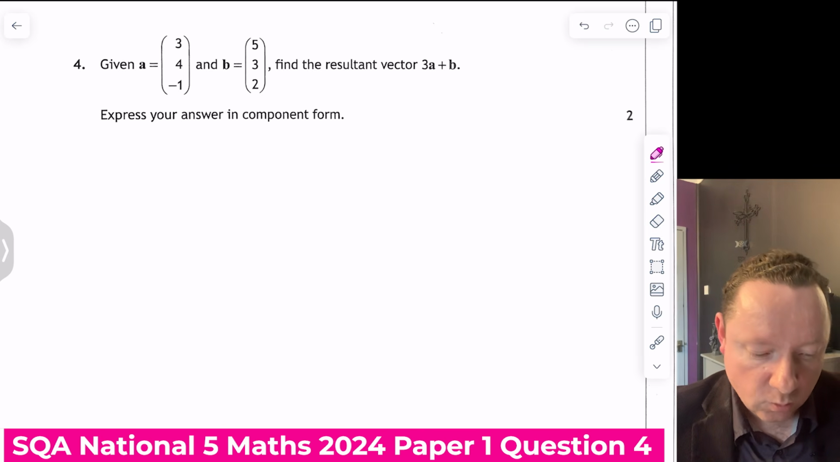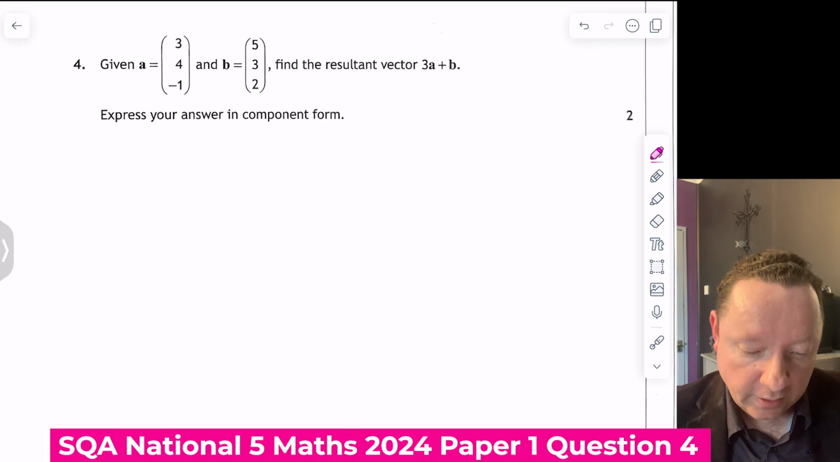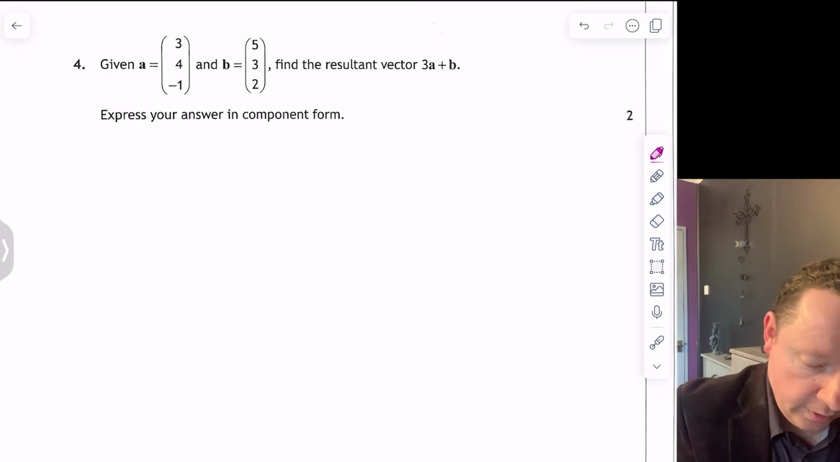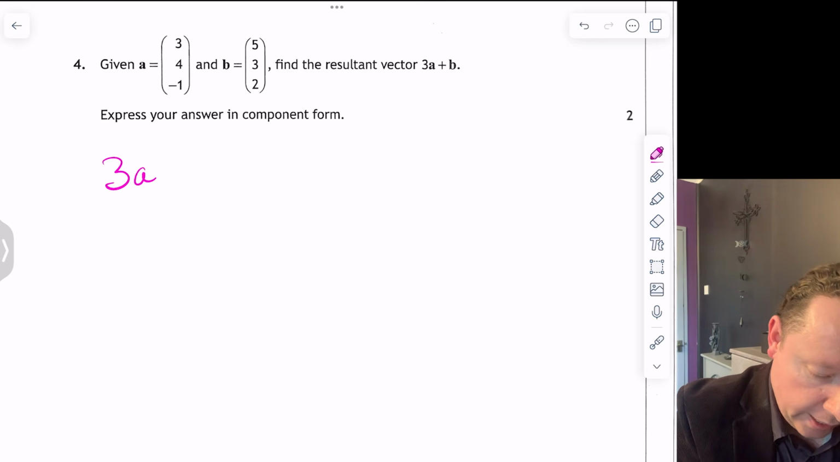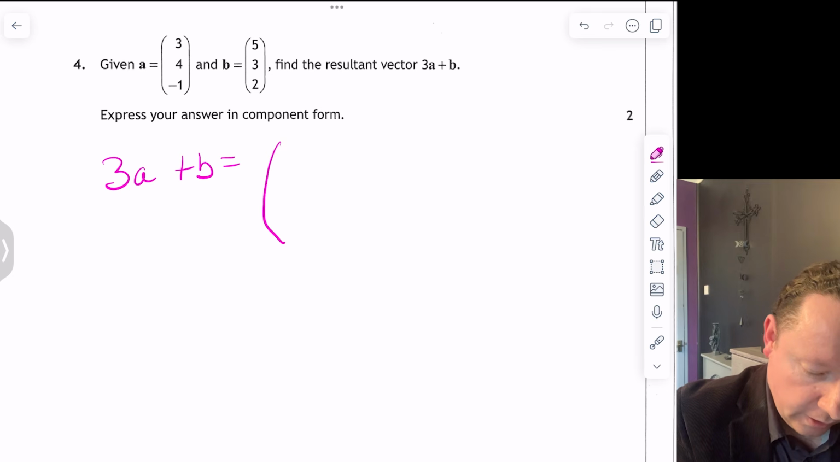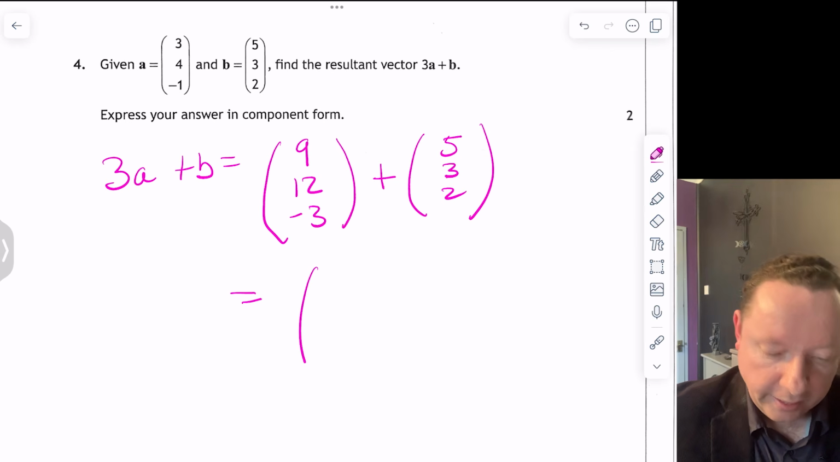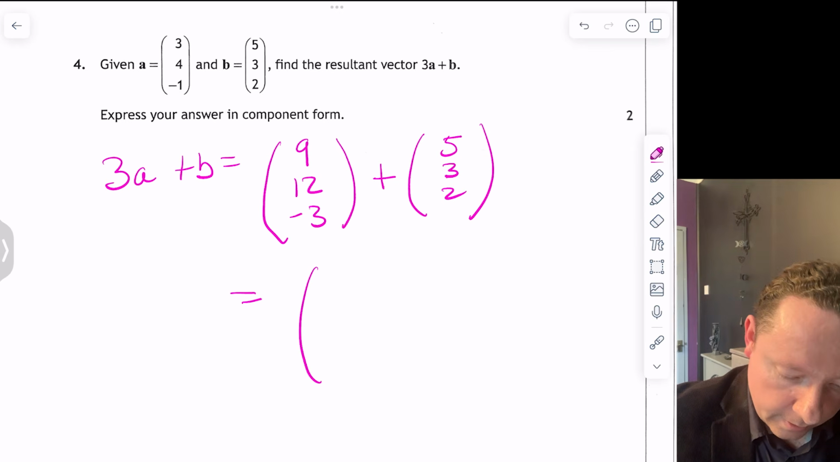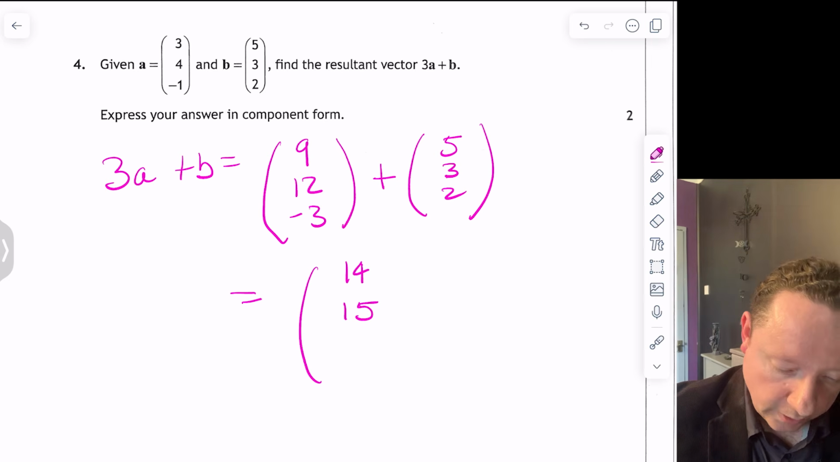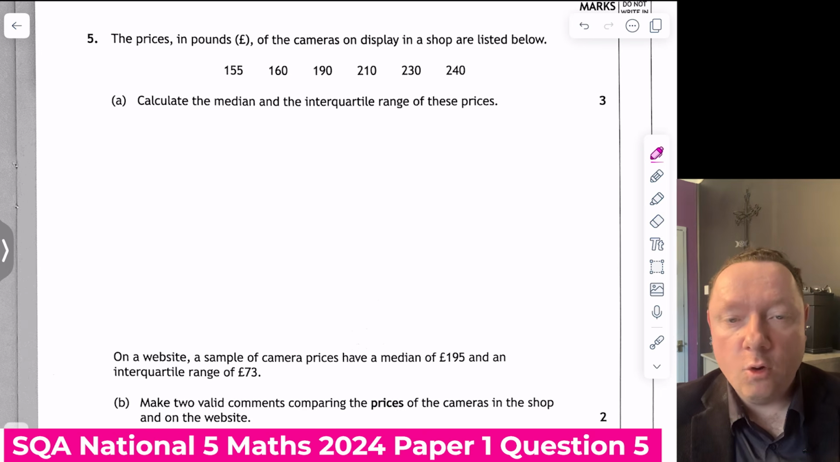SQA National 5 Maths 2024, Paper 1, Question 4. A is (3, 4, minus 1), B is (5, 3, 2). Find 3a plus b. Okay, so 3a plus b. So I need to times a by 3. 3 threes is 9. 3 fours is 12. 3 ones is 3, so it's minus 3. Plus b, which is 5, 3, 2. So being careful, 9 plus 5 is 14. 12 plus 3 is 15. And minus 3 plus 2 is minus 1. And we're done there.